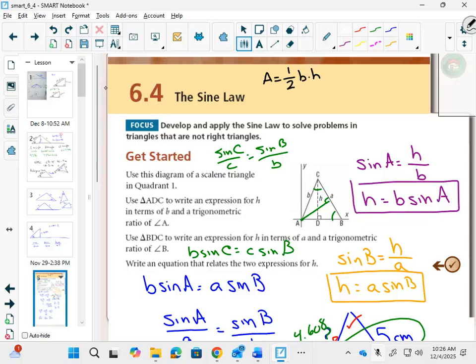Now, what did we just figure out? We just figured out a way to switch the height. So I can take this formula. If I'm switching the height and using B, I'm going to take my triangle here. This was side B. This would be the height then, right? This was A. This was B. This was C. Okay?